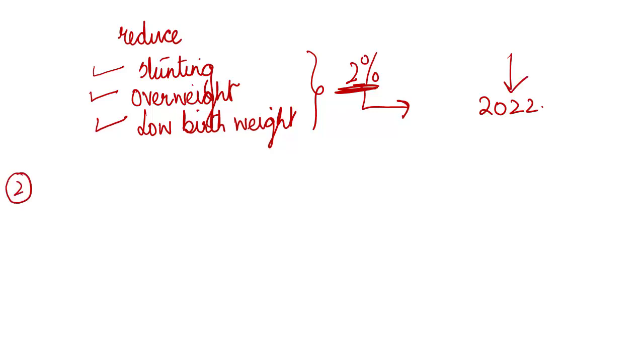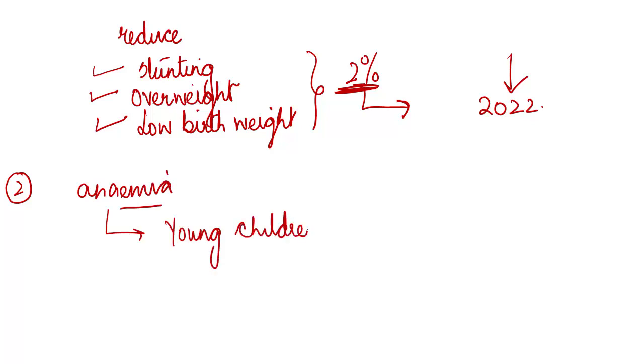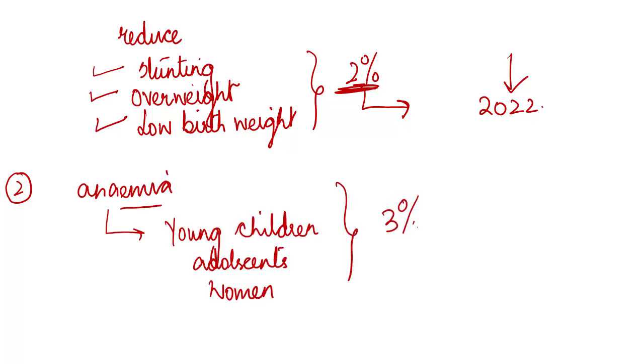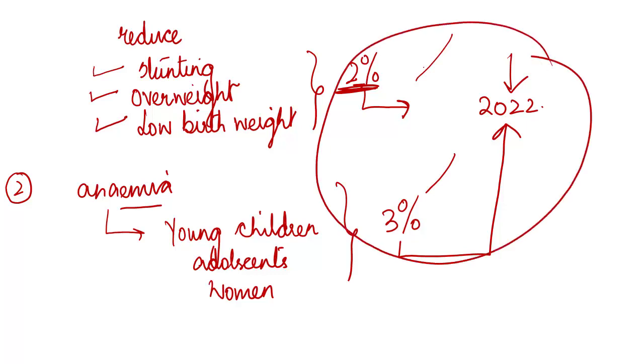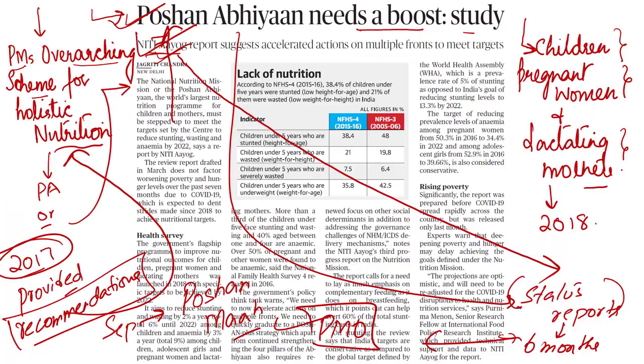There is another objective, and the objective is that anemia among young children, adolescents and women be reduced by 3% every year till the year 2022. These facts are very important for your prelims examination. And to meet these targets, Niti Aayog is saying that we need accelerated actions on multiple fronts. So what is Poshan Abhiyaan? What is the background? What is the objective? That is what you need to understand from this newspaper article.